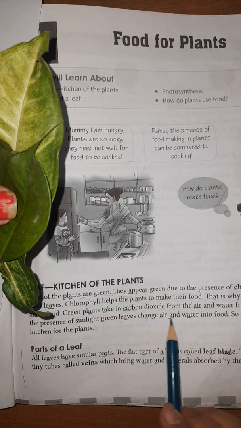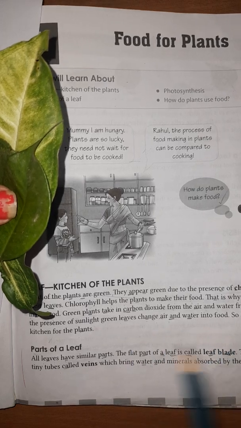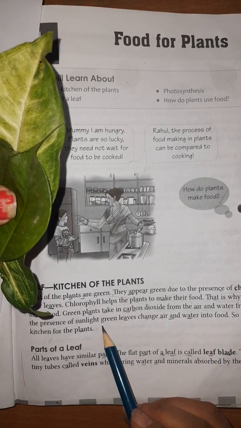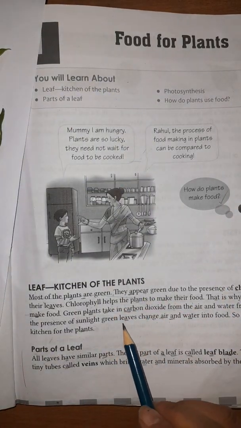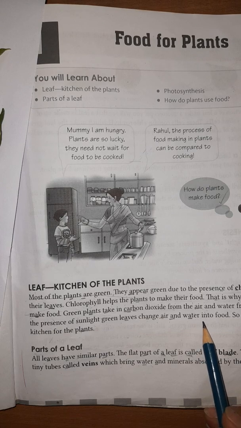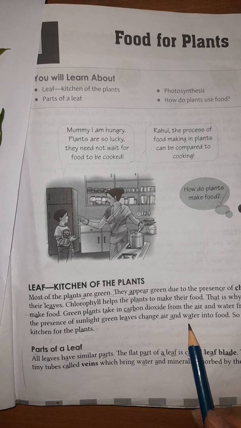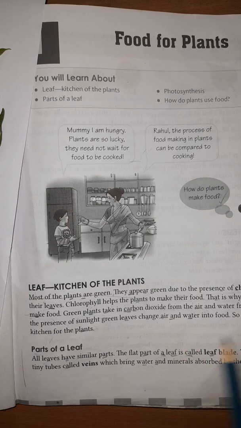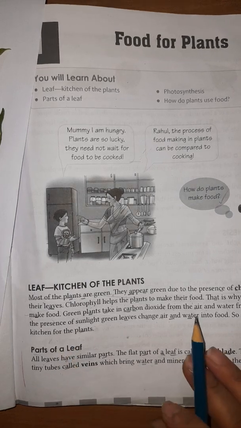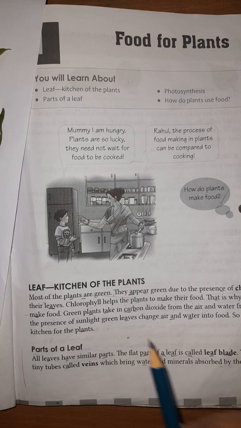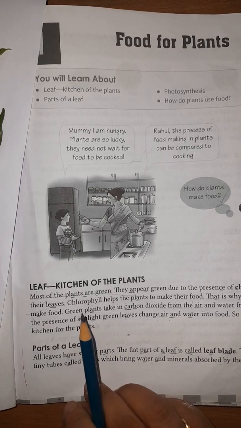Green leaves change air and water into food. In the presence of sunlight, these leaves make the food. Green leaves change the air and water into food. So, leaves work as the kitchen for the plants. It means that leaves are known as the kitchen of the plants.